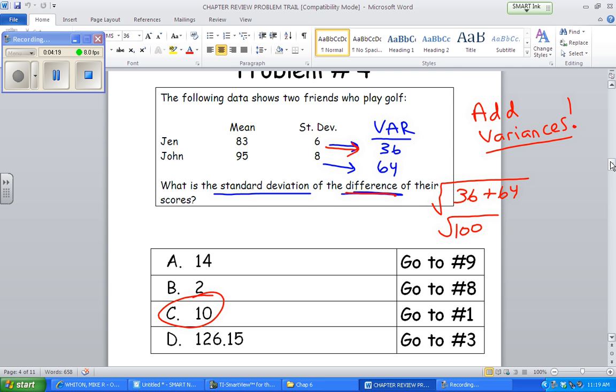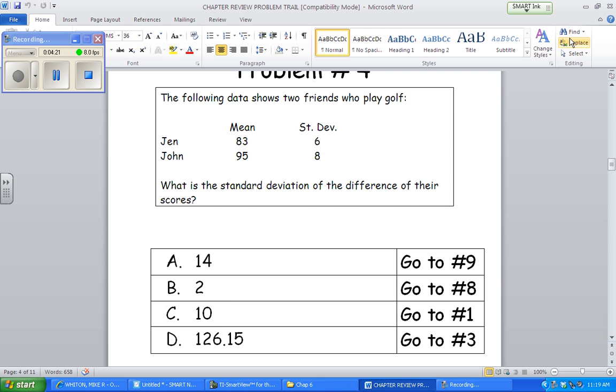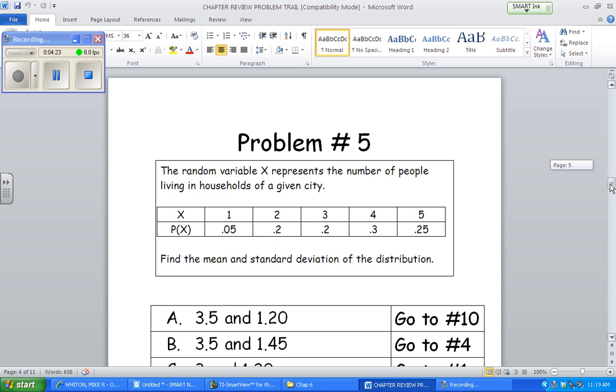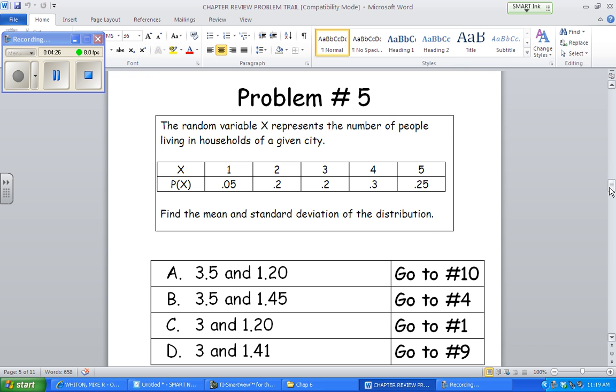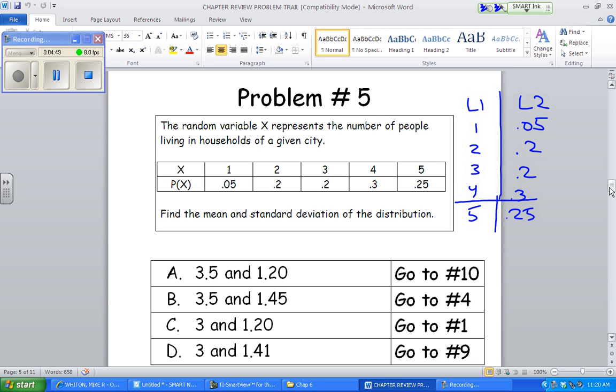Okay, moving on to number 5. Find the mean and standard deviation of this distribution. Now there are ways to do this by hand. I'm going to encourage you to use the calculator. What you're going to want to do is put the x values in list 1 and the probabilities in list 2 right next to each other. And we're going to use one variable stats here, which is the quickest way to get these numbers.